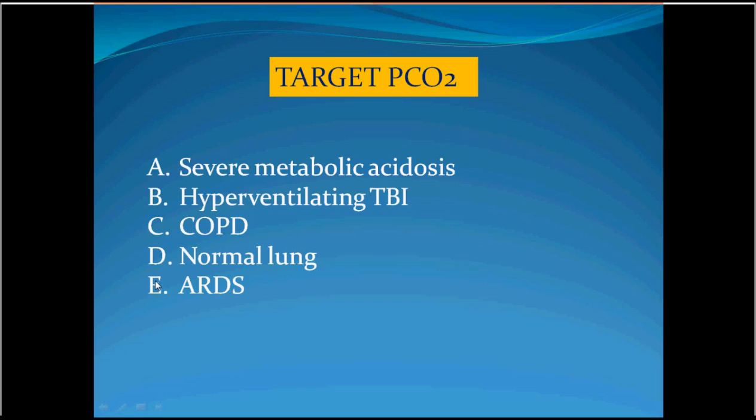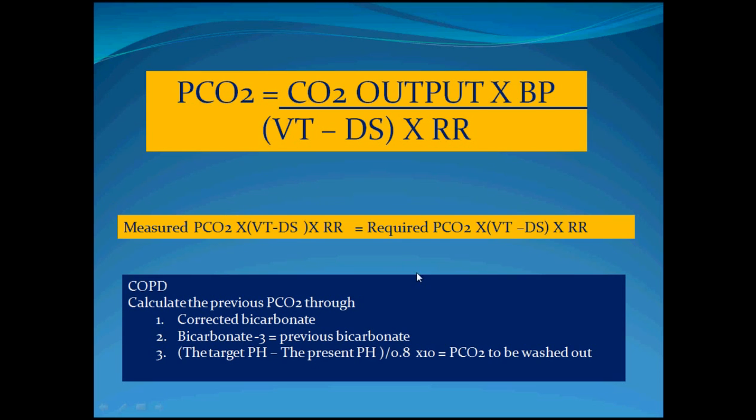So this is the adjustment of carbon dioxide. Another important point, sometimes, is how to adjust the carbon dioxide on the ventilator. You come to this formula: partial pressure of carbon dioxide equals carbon dioxide output multiplied by the barometric pressure, over the alveolar minute volume, which is tidal volume minus dead space multiplied by the respiratory rate. When you look at this, this is a formula.